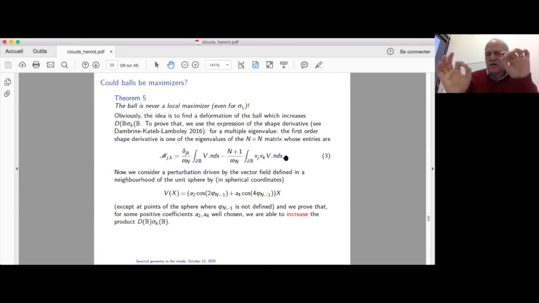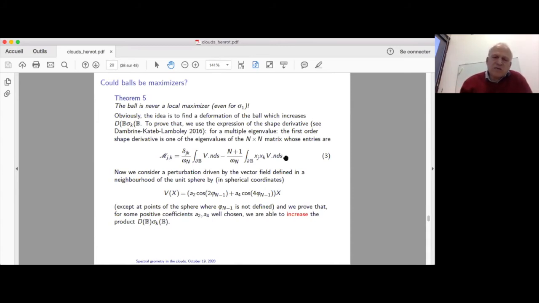And what we are going to look at is the submatrix, which is 2 by 2. And you can look at the eigenvalues of this submatrix, and you can prove that at least one of these eigenvalues is positive, for example, proving that you can increase sigma 1, but we have to pay attention to the diameter. And so we can increase the product diameter times sigma 1.